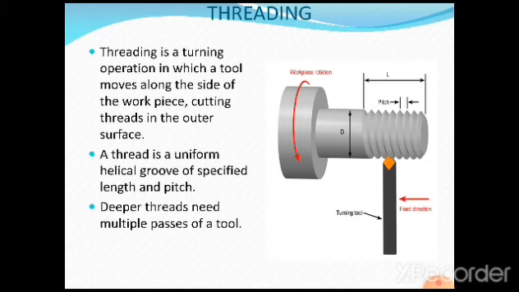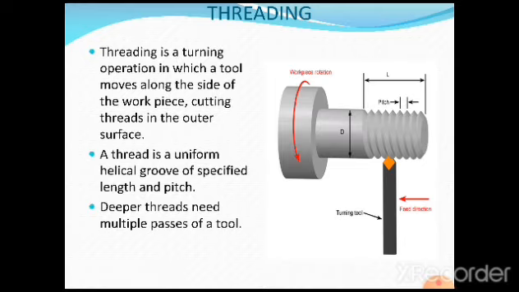Basically we are going to take the help of turning of a workpiece, then we produce that profile in which a tool moves along the side of the workpiece cutting threads in the outer surface. Threading here we are going to cut on the outer surface. A thread is a uniform helical groove of specified length and pitch. So that is very important.